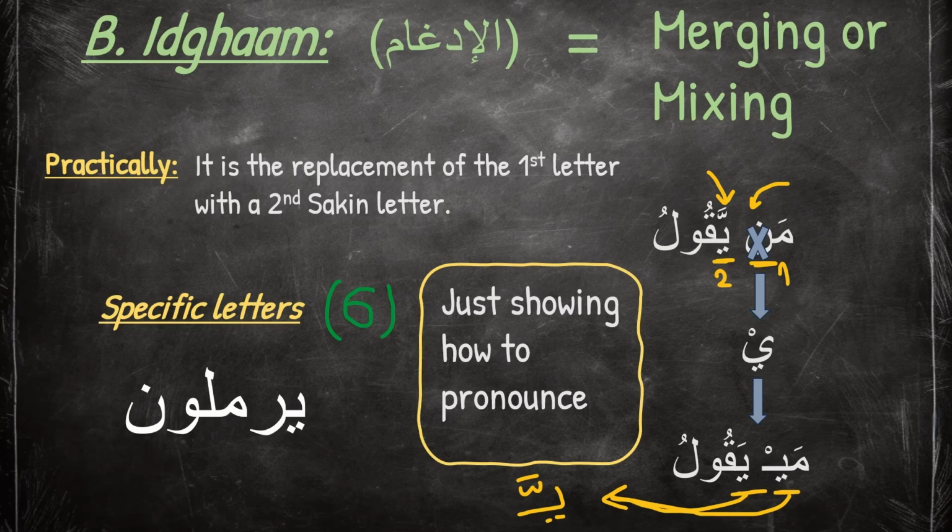What is the rule of idgham? It is to mix the two parts together, the first part and the second part, to get one mushaddad letter. How do we apply this rule? Practically, we replace the first part with the second part.